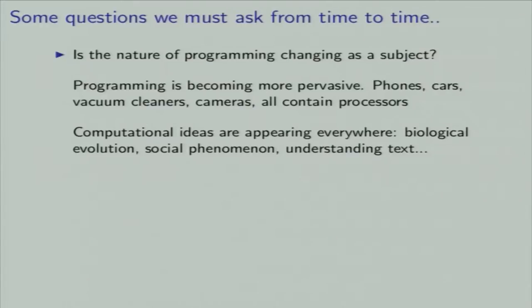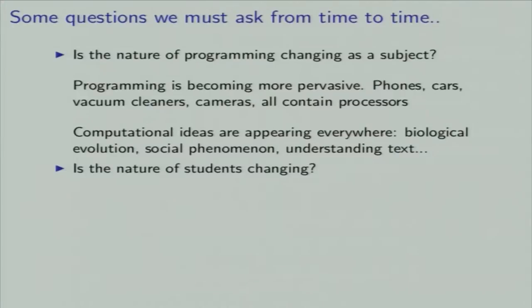So computational ideas are becoming mainstream, not only in computer science, but even in subjects such as biology, where people think of evolution as computation. Social phenomena, social networking, is being analyzed at great length. Text understanding is a huge field. I mean, nobody can live without doing a Google search every day, almost.